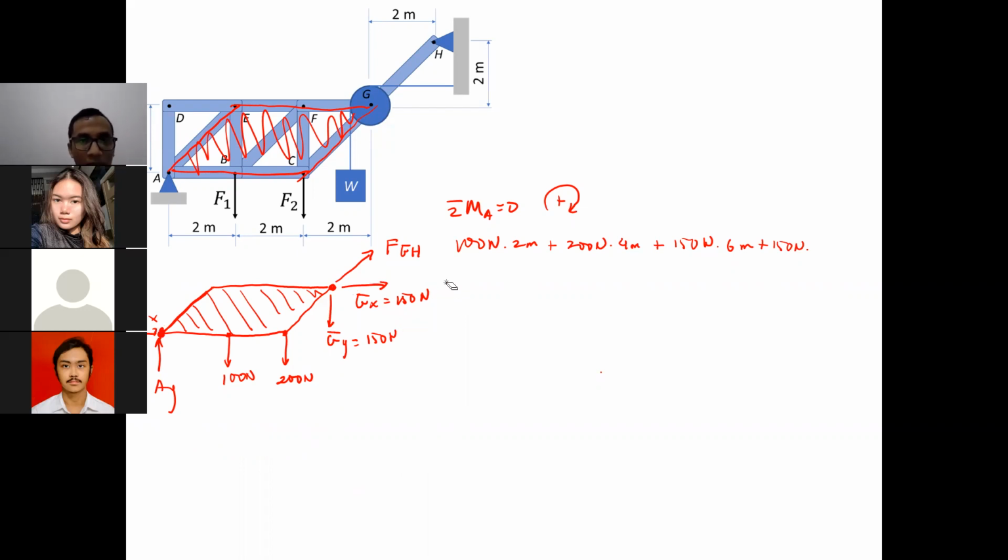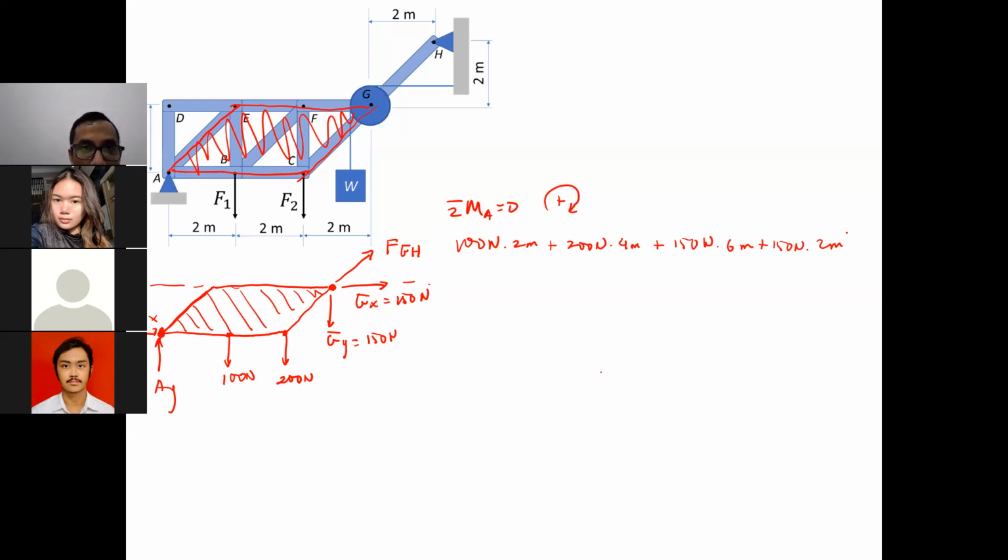You cannot just simplify more. You cannot just multiply by 6 because 6 is the moment arm of GY. Yes, correct. But the moment arm of GX, remember, right? It's this one. This is 2 meter, 2 meter, 2 meter. Sorry, 2 meter. Okay, what else? How about FGH?